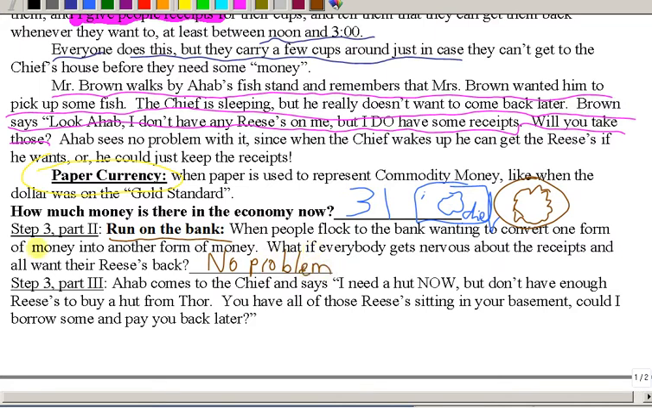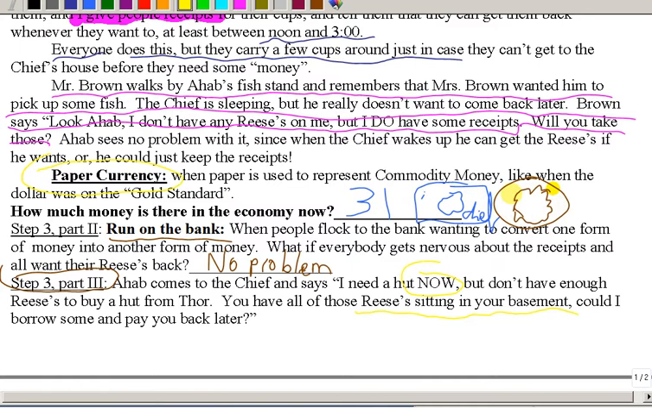Here's where this happens. Part 3. Ahab comes to the chief and says, I need a hut now, but I don't have enough money. Can you please loan me some? You have all those Reese's peanut butter cups sitting in your basement. Could I borrow some, go buy a hut, and I'll pay you back at the next full moon, for example? The chief says, well, you know, Ahab, you've been an honest guy for years. I trust you. I'll loan you some of these original Reese's peanut butter cups. Let me get you some, and you can use them.